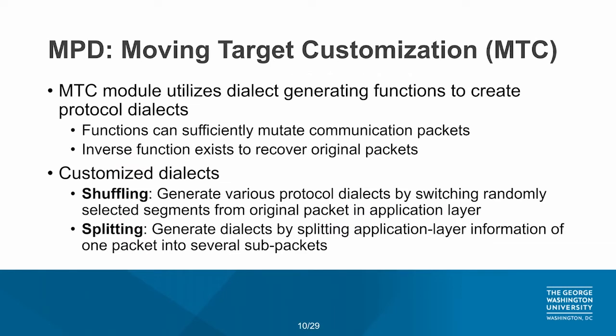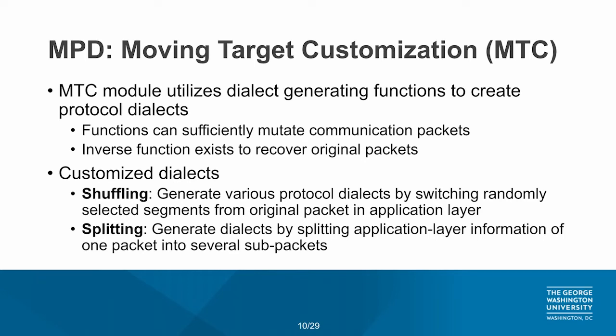So we introduce the moving target customization module first. The MTC module utilizes the dialect generating function to create the protocol dialects. The function can sufficiently mutate the communication packets, and the inverse function will recover the original packets. So we have two examples to customize the dialect.